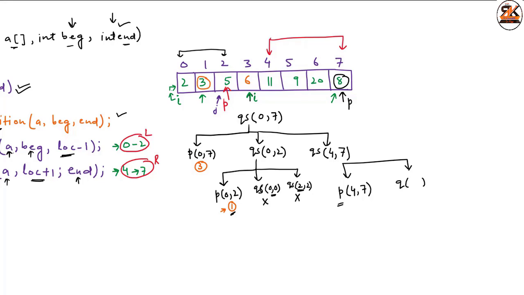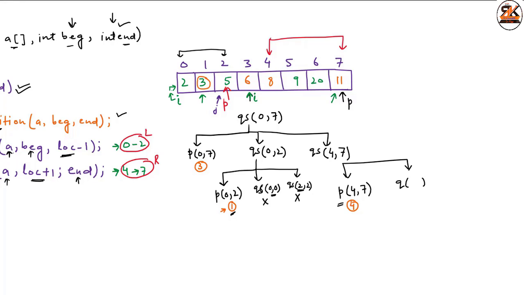So after that, 8 will come to this position. Now we will write 8 here, and what was there, 11 was there, and 11 will go to this position. Fine. And now, after completing the job of the partition function, what do we return? We return i plus 1. So here 4 will be returned by this partition function.